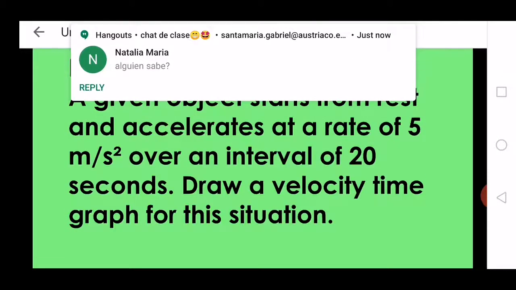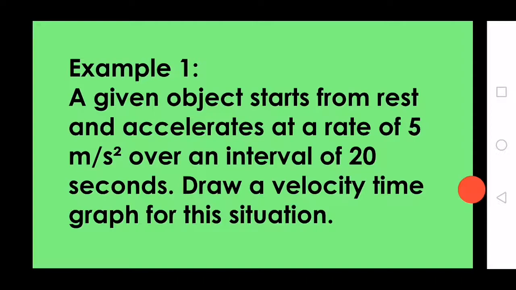Example 1. A given object starts from rest and accelerates at a rate of 5 meters per second squared over an interval of 20 seconds. Draw a velocity time graph for this situation. What we know about this object is it started from rest, so its initial velocity is 0, and every second that passes, its velocity increases at a rate of 5 meters per second every second.